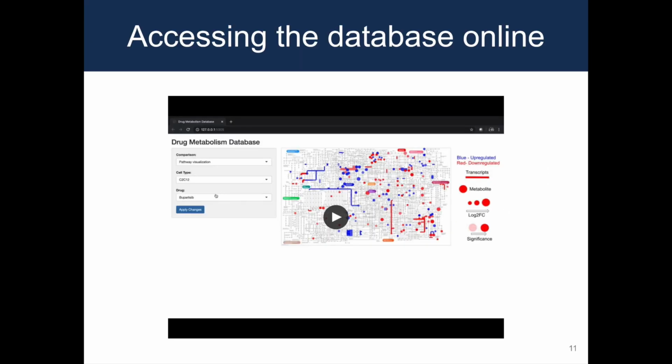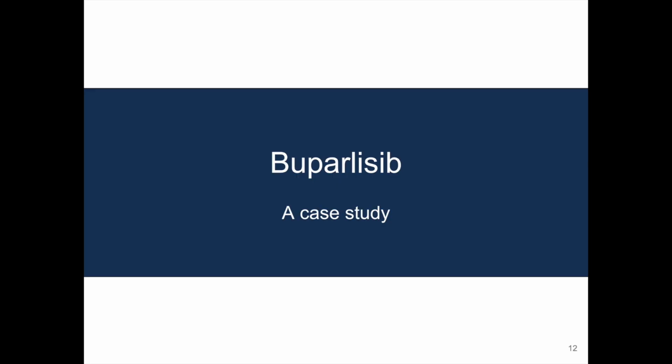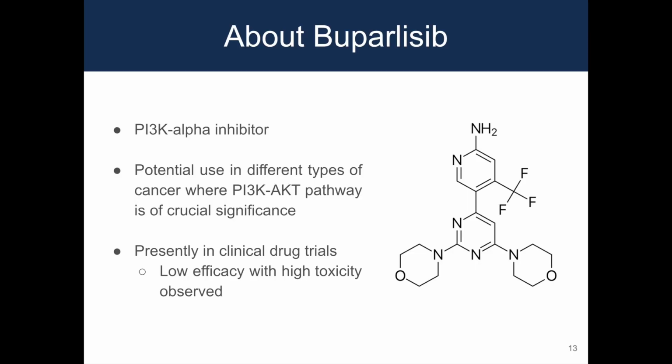Again, the goal of showing this video was to just give a small demonstration of the kind of visualization the tool can offer. Now let's have a quick look at puparlisib, one of the drugs offered by the Drug Metabolism Database. Puparlisib is a PI3K alpha inhibitor. Its potential use is in different types of cancer where the PI3K-AKT pathway is of crucial significance. It is presently in clinical drug trials, but recent results show low efficacy with high toxicity.